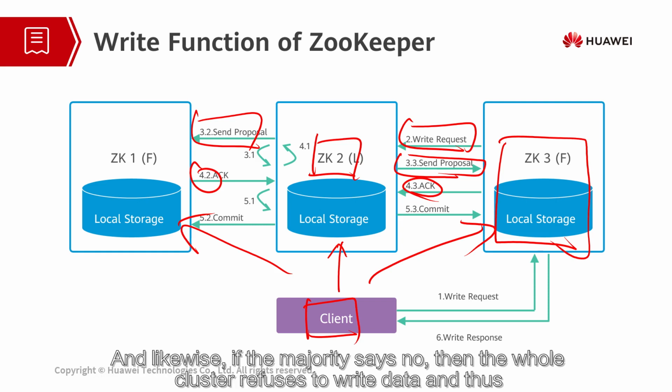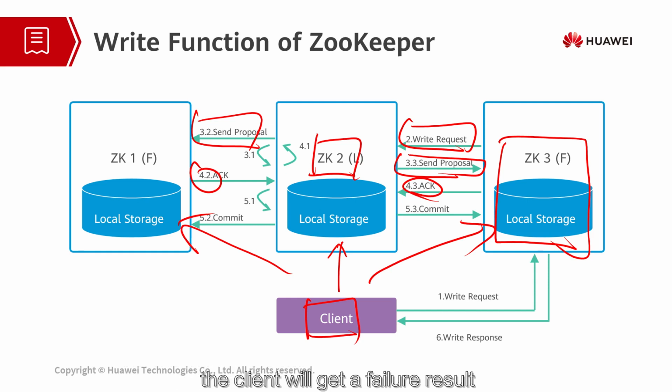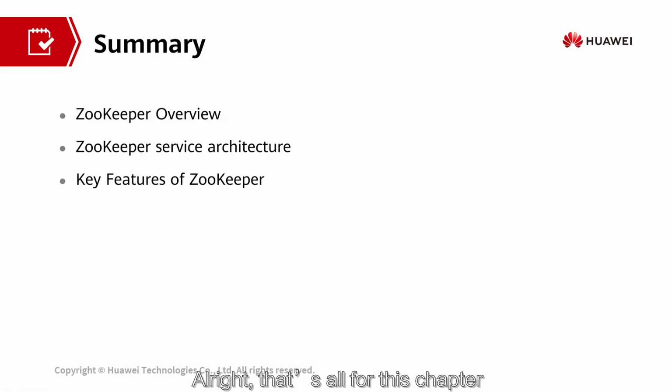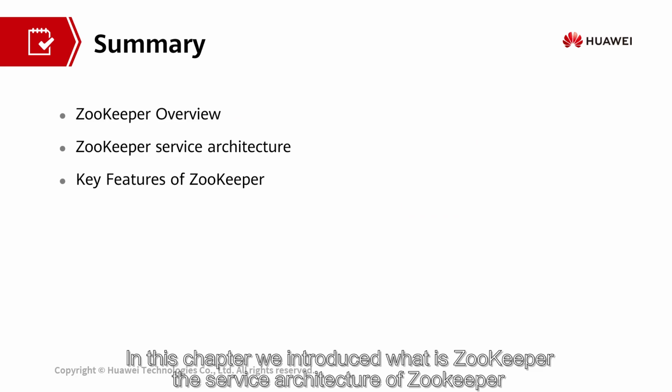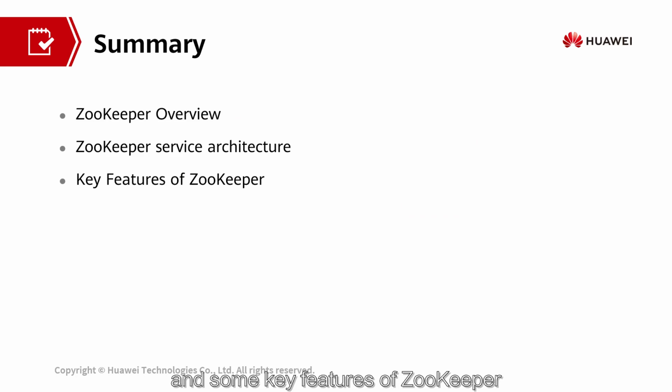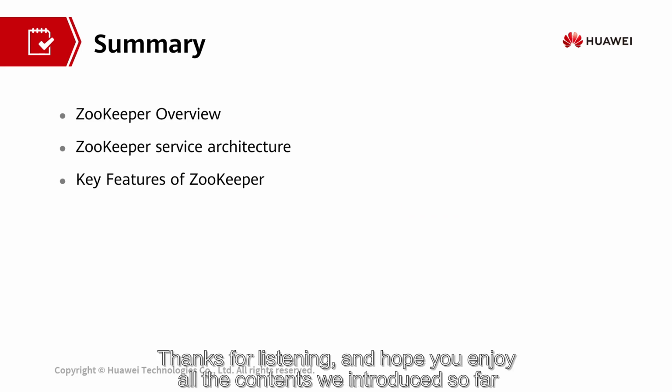And likewise, if the majority says no, then the whole cluster refuses to write data, and thus the client will get a failure result. Alright, that's all for this chapter. In this chapter, we introduced what ZooKeeper is, the service architecture of ZooKeeper, and some key features of ZooKeeper. Thanks for listening, and hope you enjoy all the contents we introduced so far.